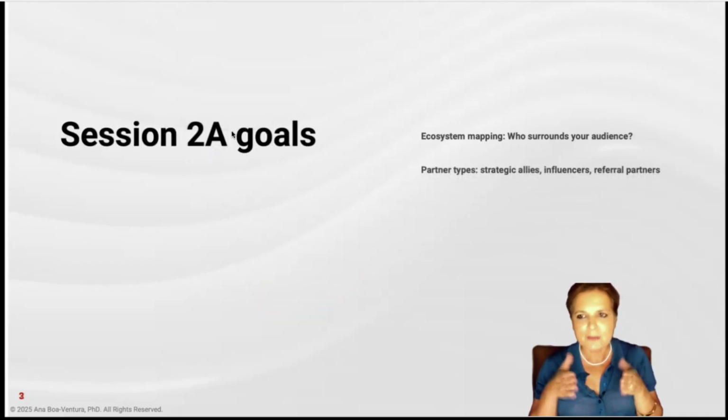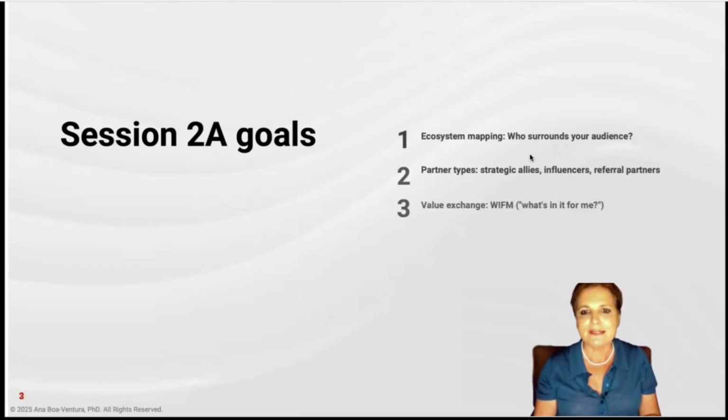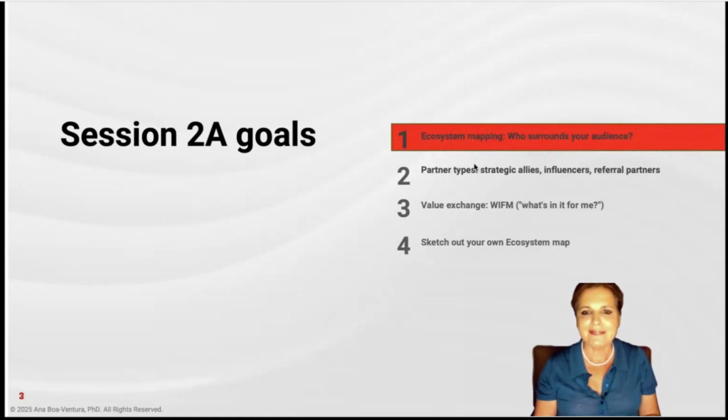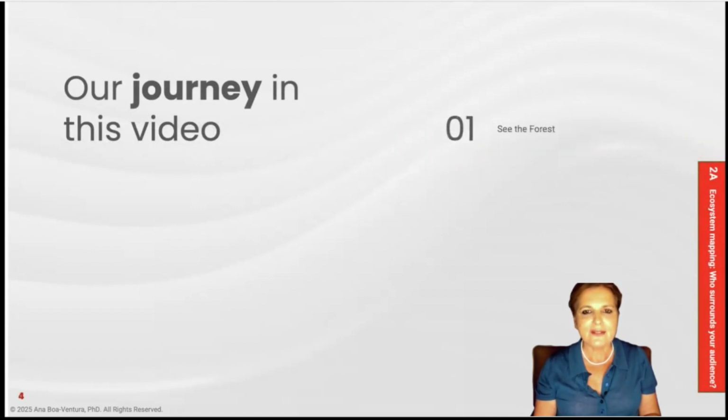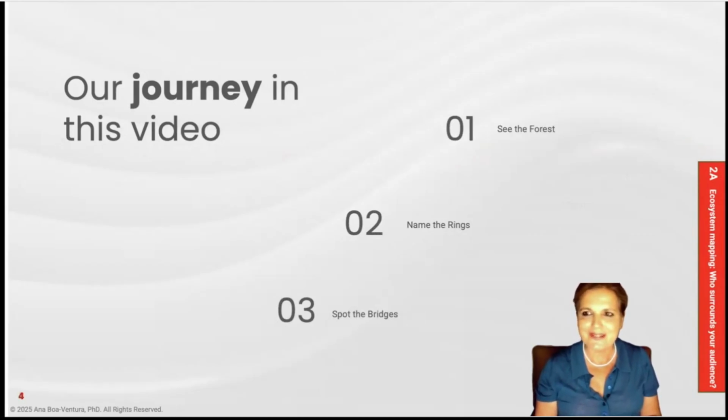So the goals for this specific session 2A we're doing now on this video are the ecosystem mapping, who surrounds your audience. We will take care of the rest on a later session. And really the journey on this video is to see the forest, to name the rings, and then to spot the bridges. We're still following a very Lord of the Rings lingo, like in our last session about story frameworks. So let me clarify what I mean by this.